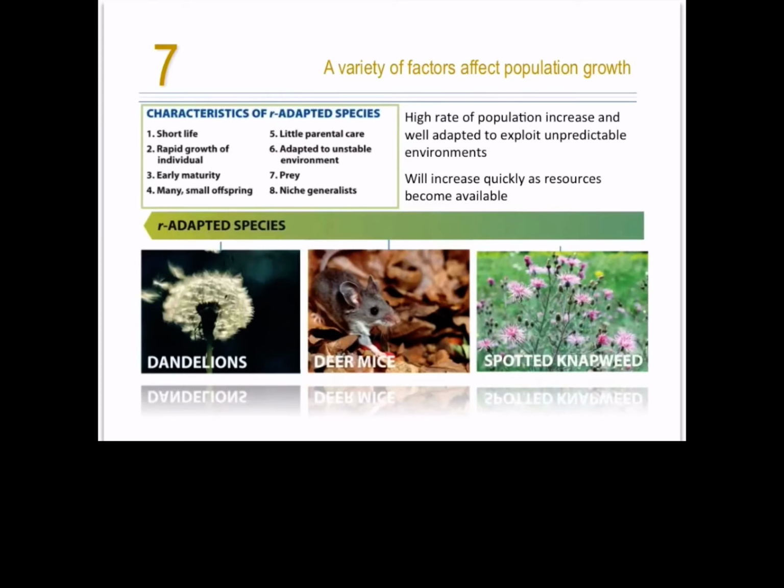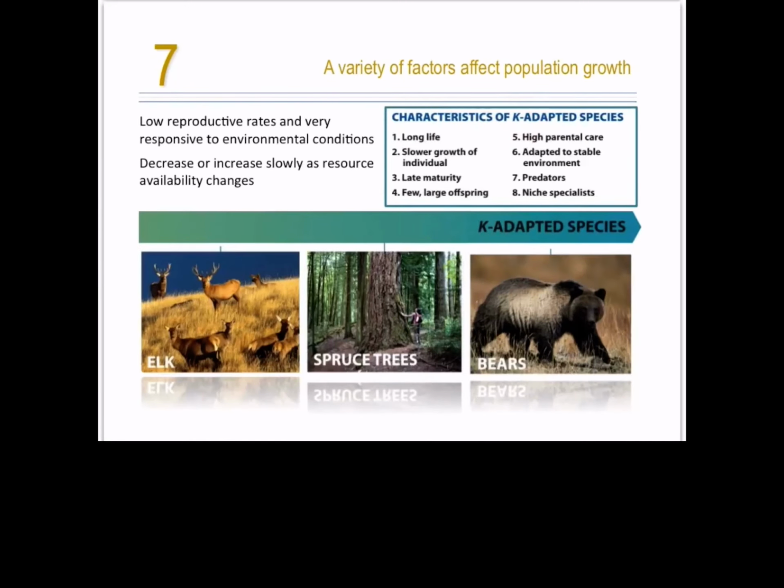And then the other type of organisms are the K-adapted species, K for carrying capacity, and these would be the elk, the spruce trees, and the grizzly bears that you would find in Yellowstone National Park. They have low reproductive rates. They have evolved to live in very stable environmental conditions, and they decrease or increase very slowly in size as resource availability changes. So these are largely the predators.